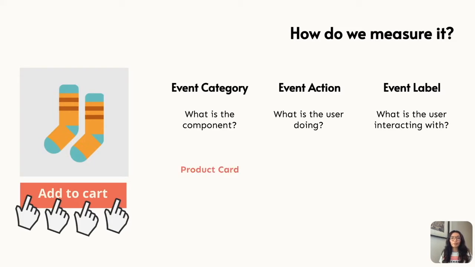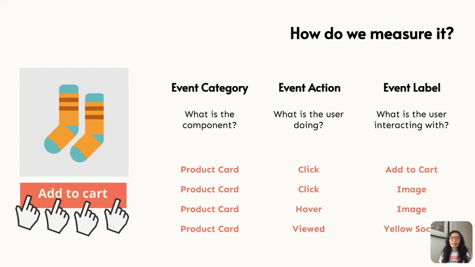In the example of our product card, event category could be product card. Event action, what is the user doing? Here we're interested in the clicks on the Add to Cart button, so the action is click. And finally, event label, what is the user interacting with? Here it's Add to Cart.